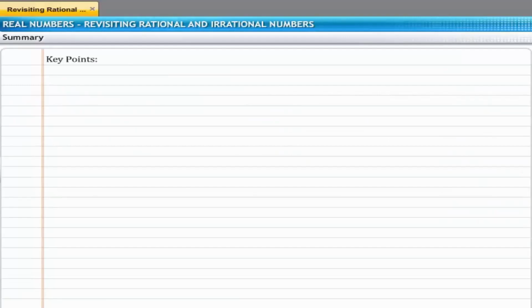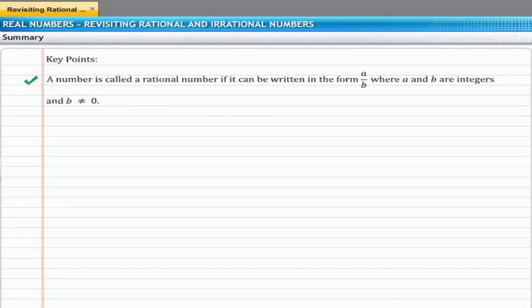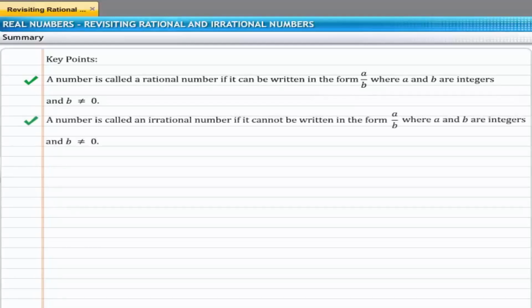You reached the end of this section. Let's have a quick recap of the key points covered in this section. A number is called a rational number if it can be written in the form of A by B, where A and B are integers and B is not equal to 0. A number is called an irrational number if it cannot be written in the form of A by B, where A and B are integers and B is not equal to 0.